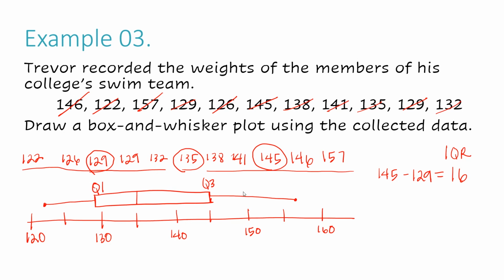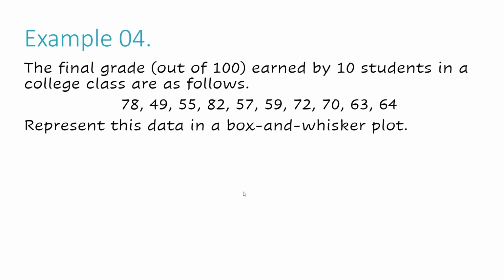Let's move on to example number 4. Example number 4 says the final grade out of 100 earned by 10 students in a college class are as follows. 78, 49, 55, 82, 57, 59, 72, 70, 63, and 64. Represent this data in a Box-and-Whisker plot.